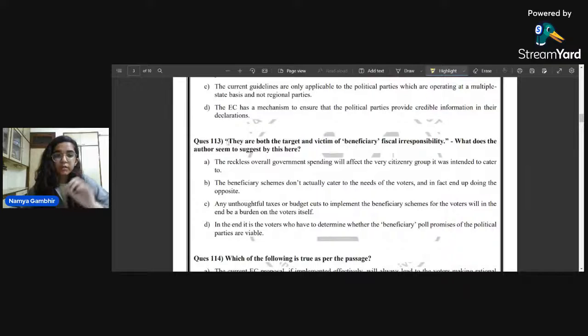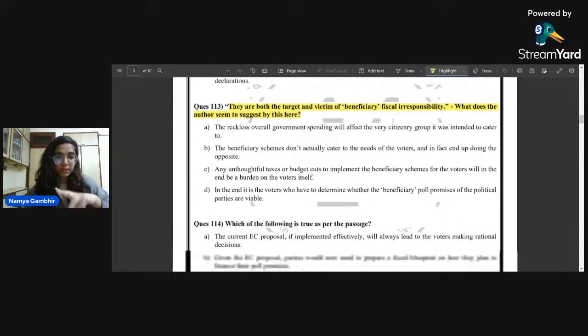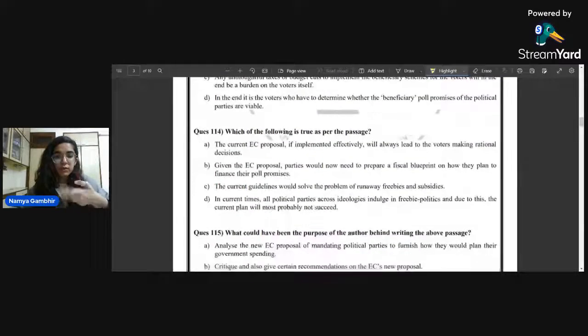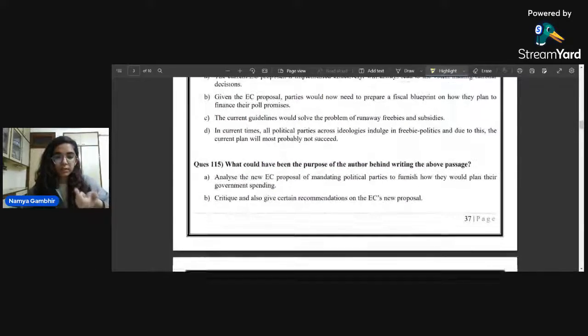Then over here you have a question that they are both the target and victim of beneficiary fiscal irresponsibility. Now when the author has asked about a particular sentence in the questions, what helps is that when this line comes across in the passage, you take special note of the sentences above and below it, so that you do not have to go back and read this part all over again with special attention. Now you know there is a question on this line. Then: which of the following is true as per the passage, and what could have been the purpose.